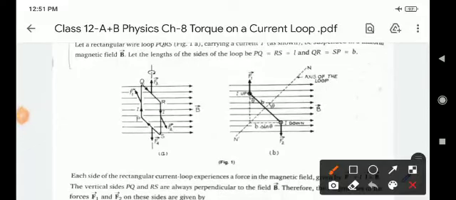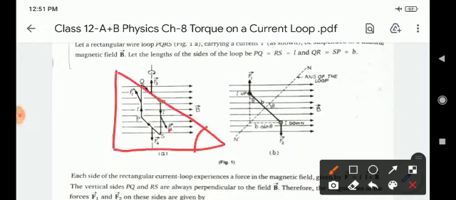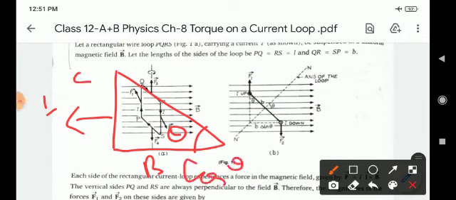According to this figure, children, resolve the vector, that is, theta. It is the perpendicular, it is the base, that is cos theta, it is the sin theta, and it is the hypotenuse. So cos theta is equal to base upon hypotenuse and sin theta is equal to perpendicular upon hypotenuse.